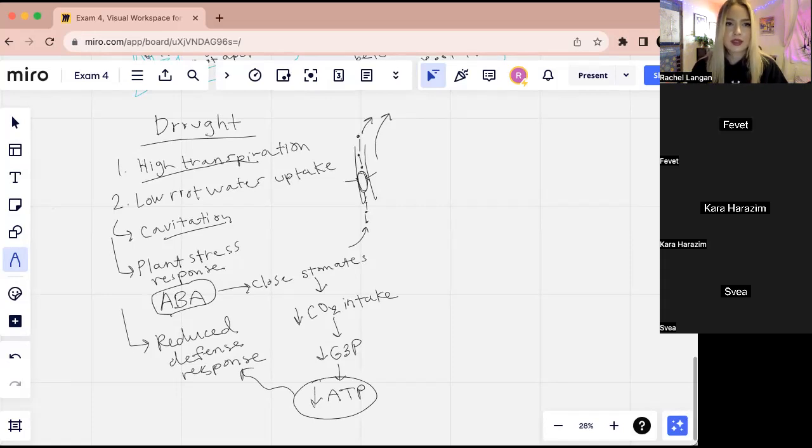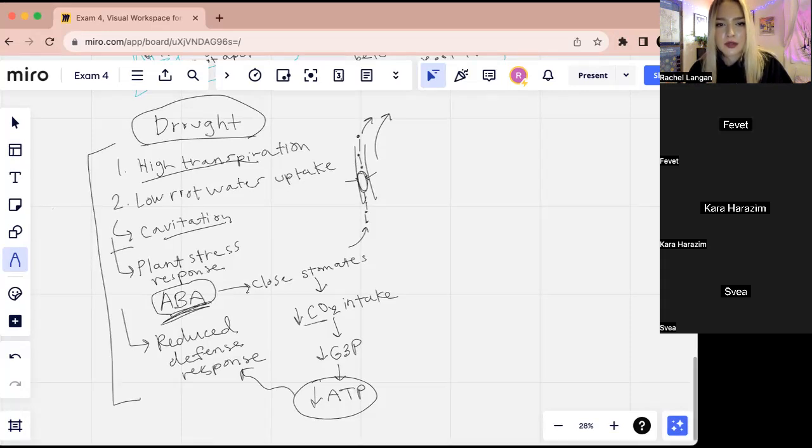Yeah, so that kind of gets at the three hypotheses of the responses to drought. And you're not going to have to list those hypotheses, but you're going to have to understand what you would expect to happen under the case of drought, which would be these things. High transpiration, low root water uptake, which could cause cavitation. Then you would expect an ABA response to close stomates, and that would reduce CO2 and also reduce energy for making defense molecules.